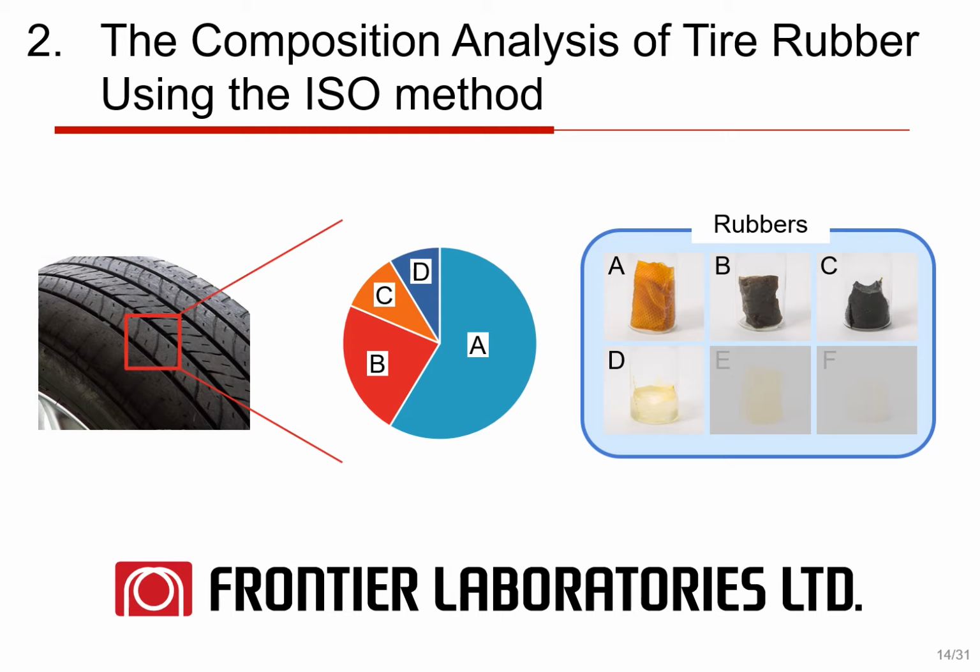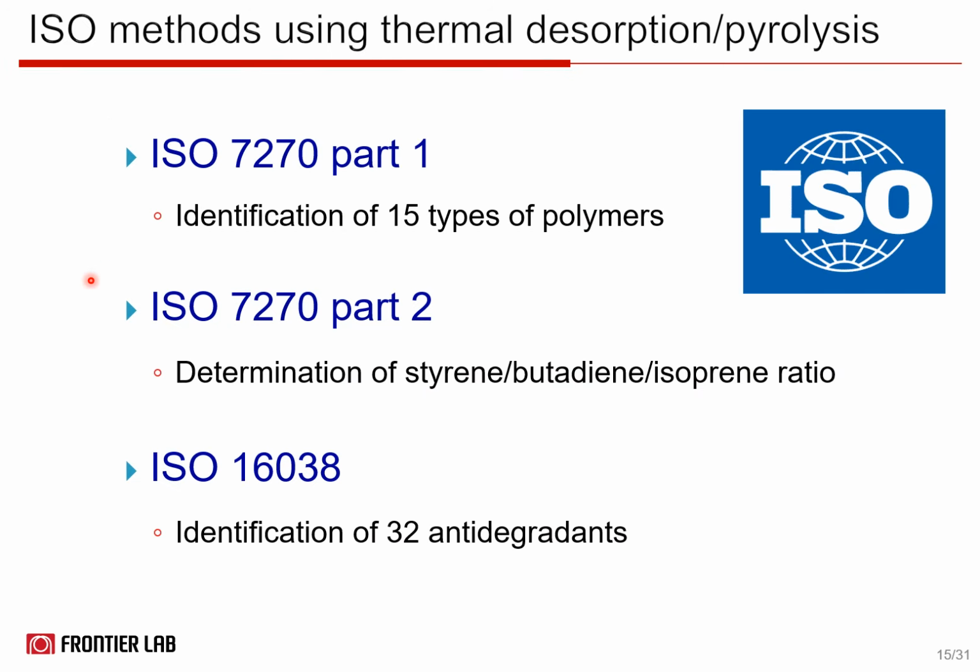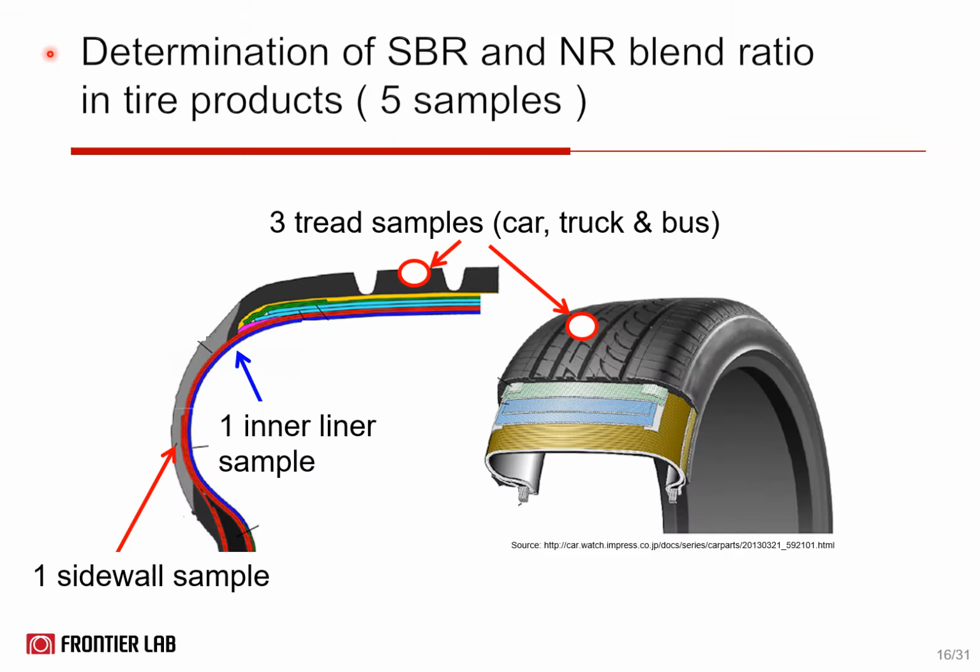Next, the composition analysis of tire rubber using the ISO method is introduced. These are some of the ISO methods that use TD and pyrolysis. In this study, we tried to determine the blend ratio of SBR to NR for 5 different tire rubbers using the ISO method. The 5 types of tire rubber used were sidewall, inner liner, and 3 types of tread.